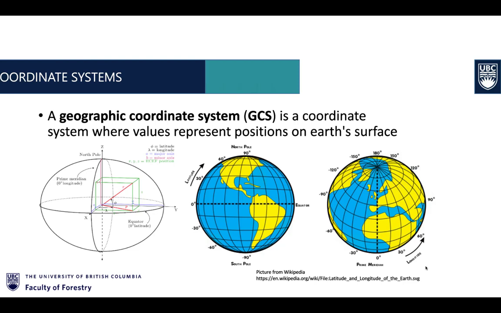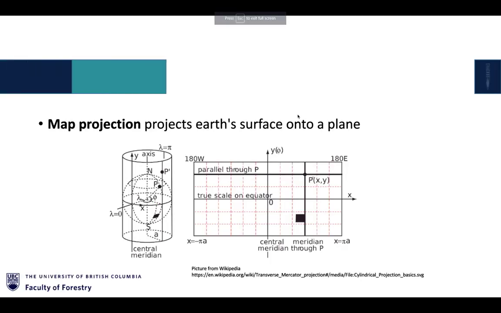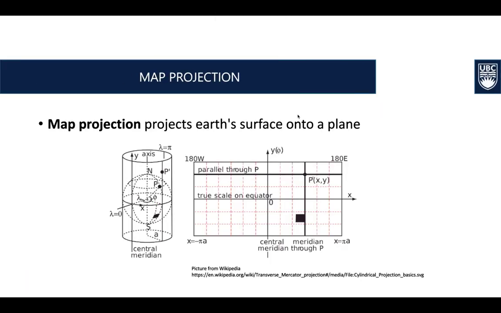This video covers geographic coordinate systems. A geographic coordinate system is a coordinate system where values represent positions on the Earth's surface. They are important because they allow us to define areas on Earth's sphere in a mapping system, like ArcGIS. Geographic coordinate systems are useful because they allow us to use map projections, which project Earth's surface onto a plane.